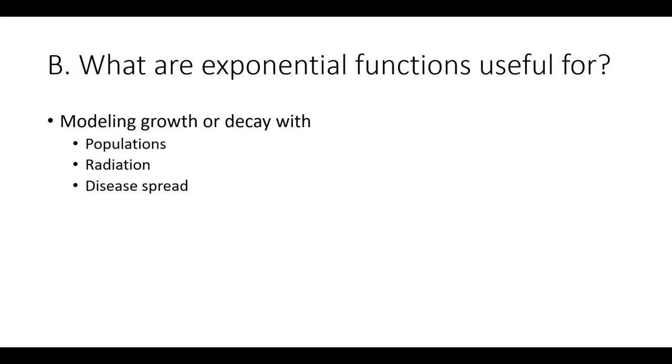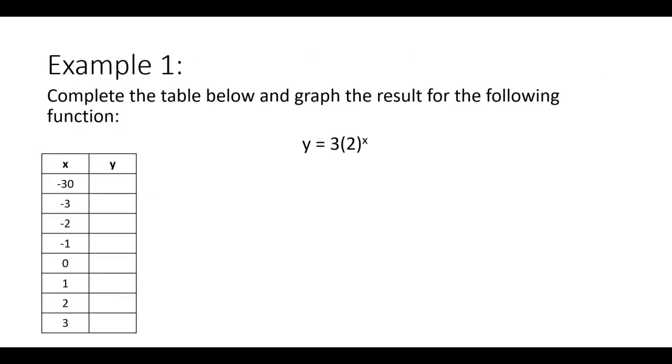Disease spreading is another one. Interestingly, radiation is another one. You may wonder, what do we care about radiation? But they actually use this to date things. So they'll dig up a rock and they'll say, okay, based on how much carbon is in this sample, we can say how old it is. And the amount of carbon in there decreases over time, and it does so exponentially. So you can use exponential functions to look at how quickly certain things grow and decrease, or grow and decay, let's say.